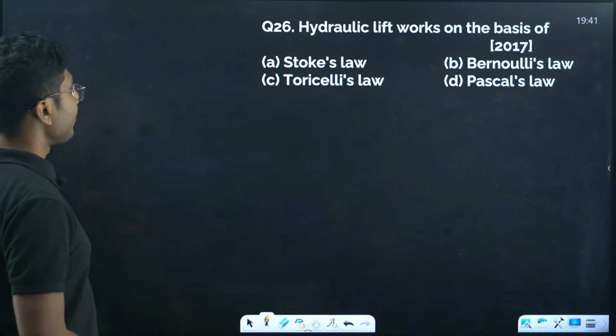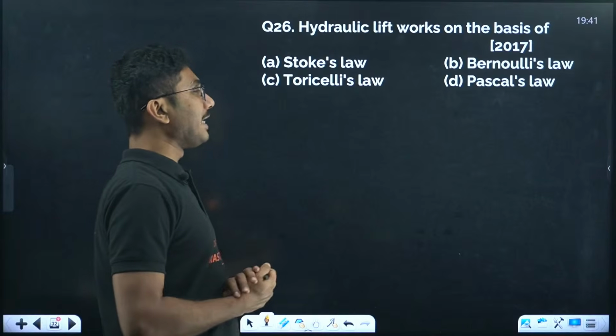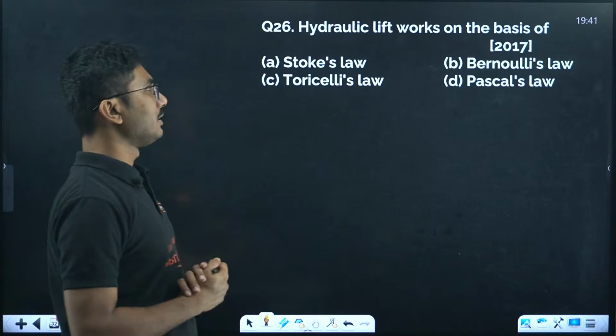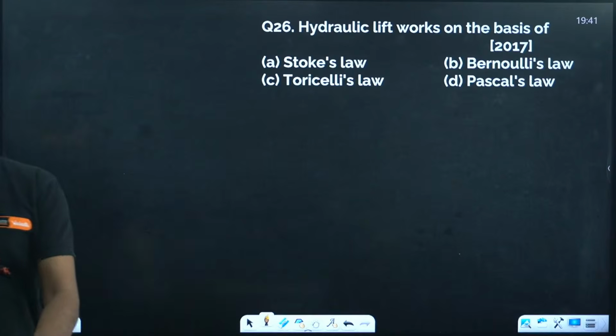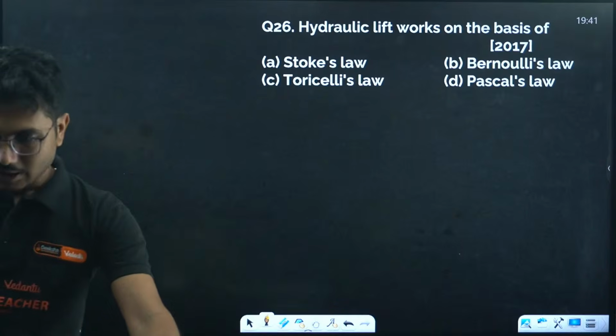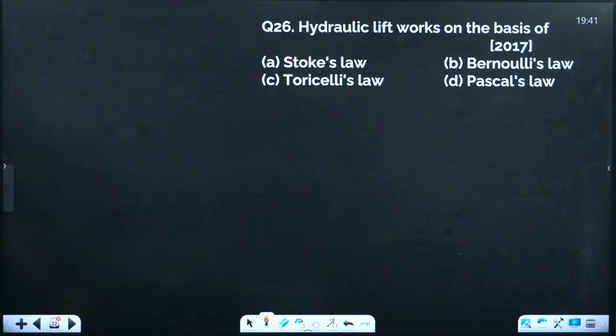Now next question, question number 26. Hydraulic lift works on the basis of which one? Please answer it in the chat quickly. Let me have some water.